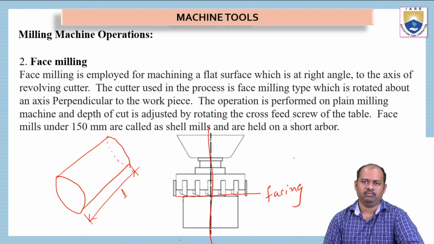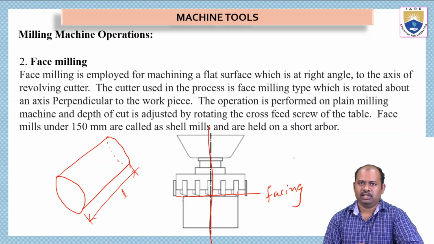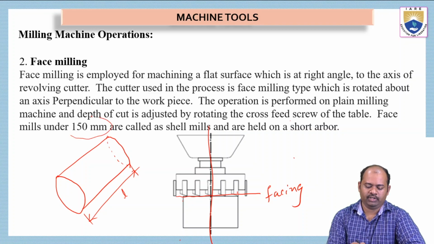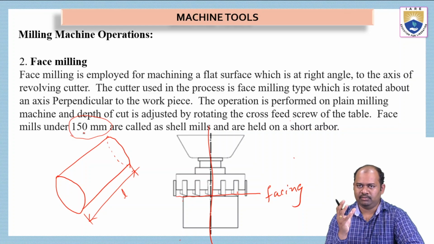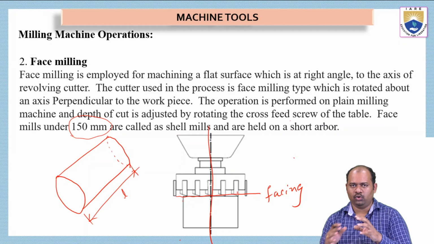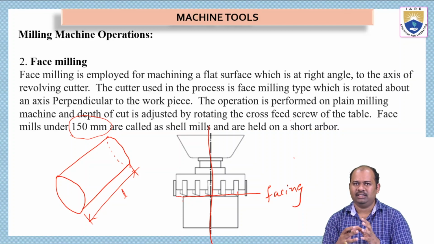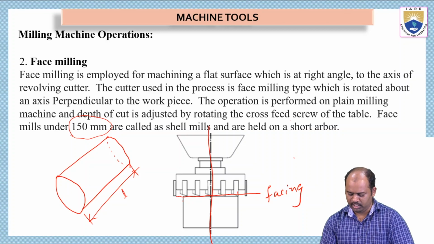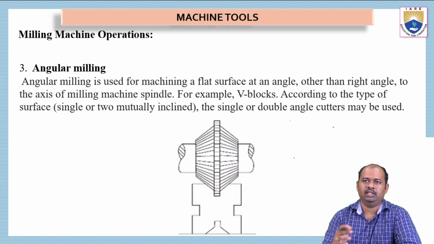If the face mills are less than this value, 150 mm, the size of the cutter is less than 150 mm, then they could be called shell mills, and they are held in a short arbor. So the arbor should be of a smaller size. So the workpiece is very small here. Okay, so that is why the tool is also very small. And then let us move to the next type of milling process.